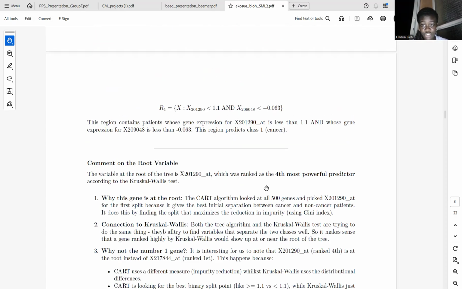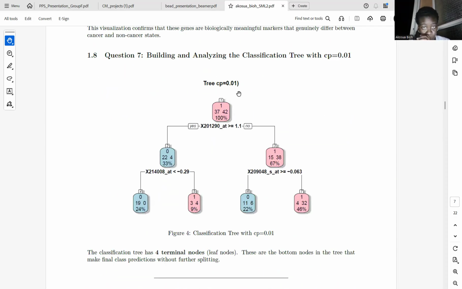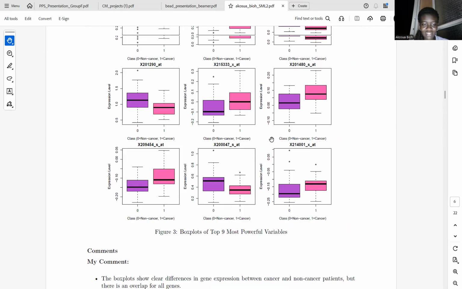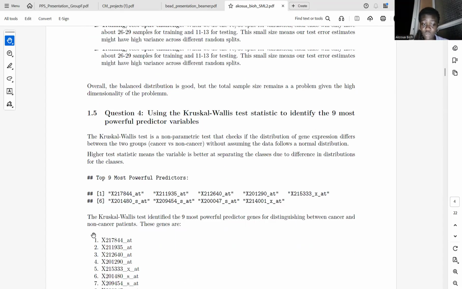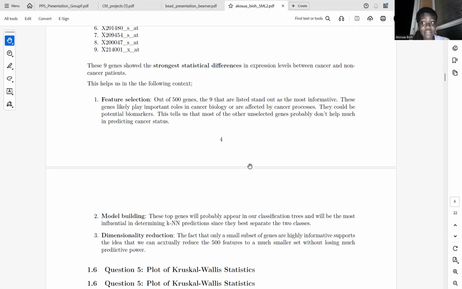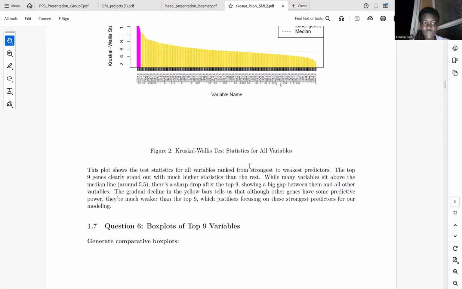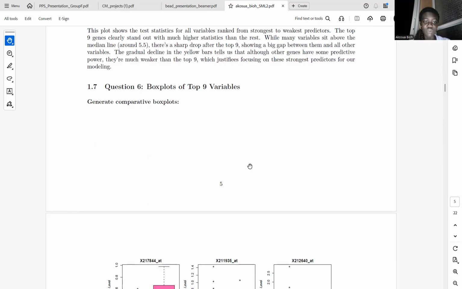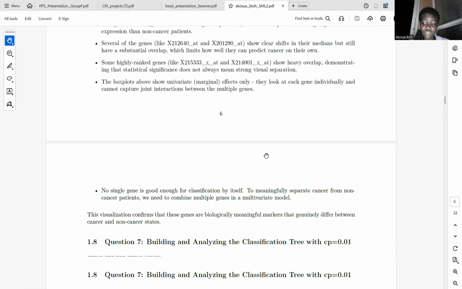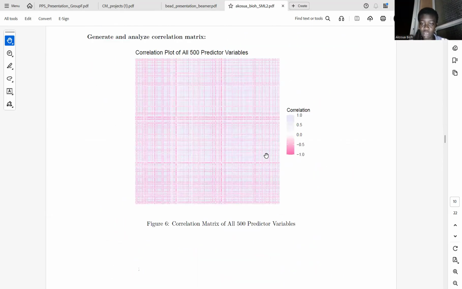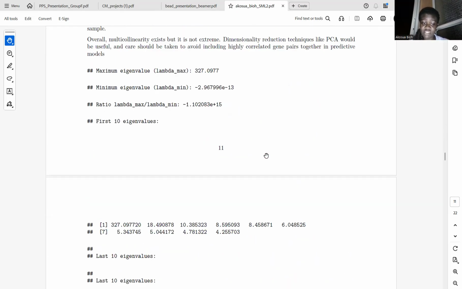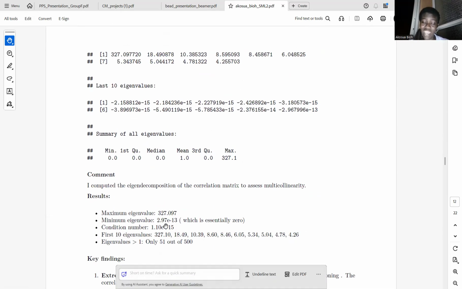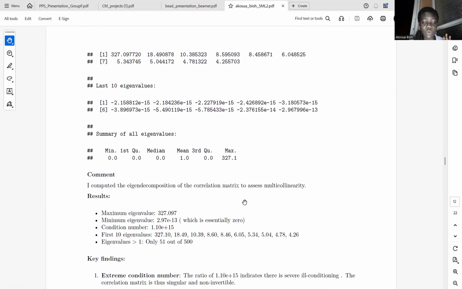We also built a classification tree on the data set with CP equals 0.01, where we have four terminal nodes, and you can see the variable at the root, S20 12 90 80, which was actually ranked fourth by the Kruskal-Wallis. Why this? Because CART, the decision tree, uses a different criterion: it looks for the best binary split instead of looking at the overall separation. We also looked at the correlation plots, which show severe multicollinearity. You can see the condition number was very high.